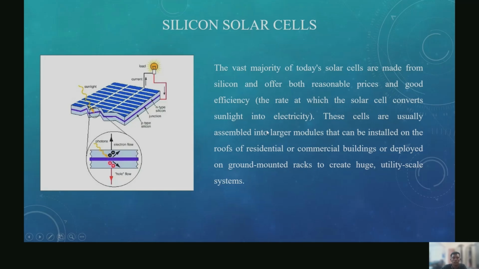These cells are usually assembled into larger modules that can be installed on the roofs of residential or commercial buildings or deployed on ground-mounted racks to create huge utility-scale systems.